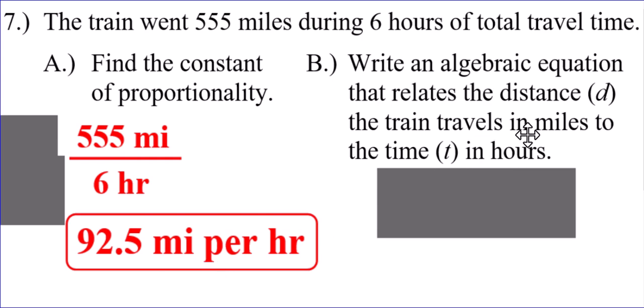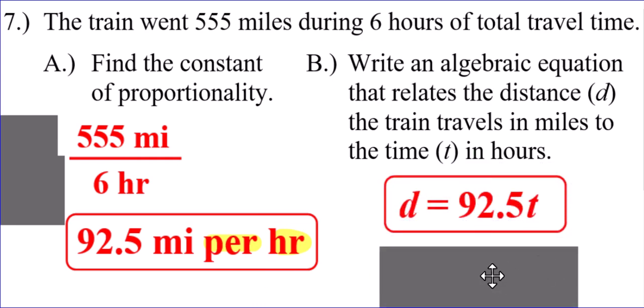Part B, D's for distance, T's for hours. Since it is per hour, you need to have the 92.5 multiplied to the hours. That's why my T in hours is to the right of the 92.5. The distance is on the other side of the equal sign.